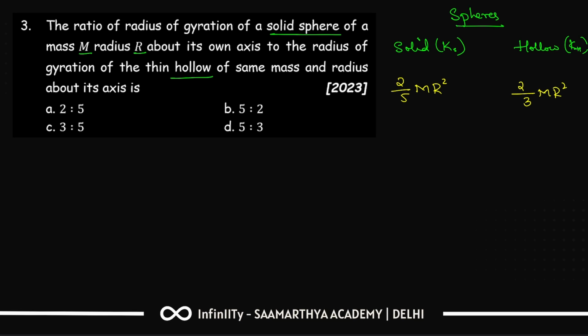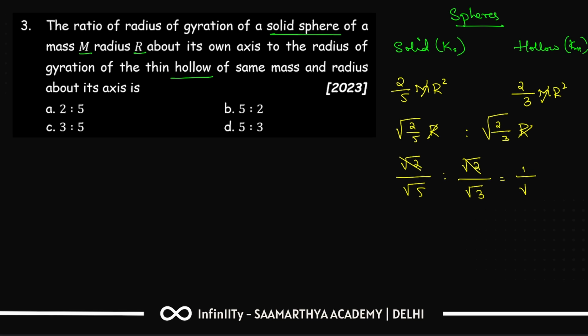तो how are we supposed to calculate k? दोनों तरफ से m कैंसिल कर दो, बचे हुए वैल्यूज का स्क्वायर रूट निकालना है. So this will be root of 2/5 r is to root of 2/3 r. If you want to make it simpler, root 2 r gets cancelled. Root 5 is to root 2 by root 3. Root 2 gets cancelled. This will become 1 by root 5 is to 1 by root 3.